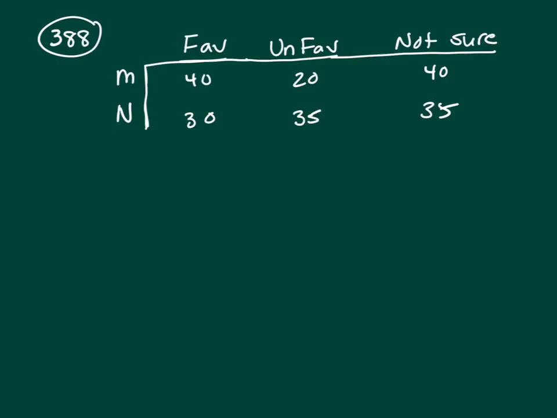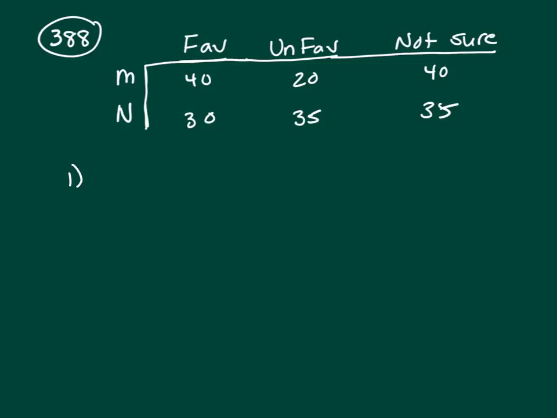Okay, we have 100 voters, and we're trying to figure out the number of voters who responded favorable for both. Favorable for both, so yes for both. Okay, clue one. Clue one says the number of voters who did not respond favorable for either candidate was 40.